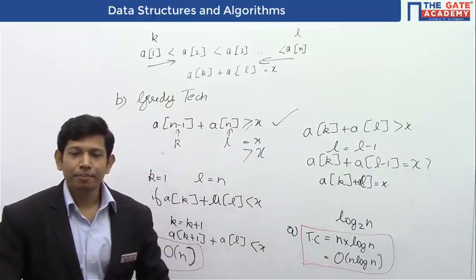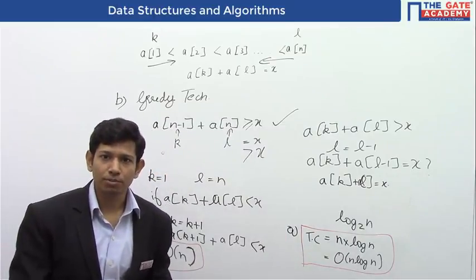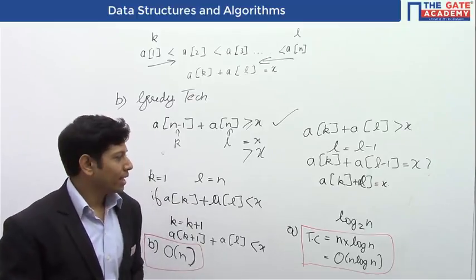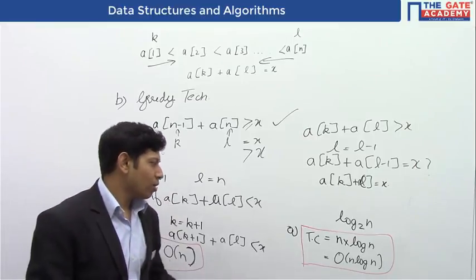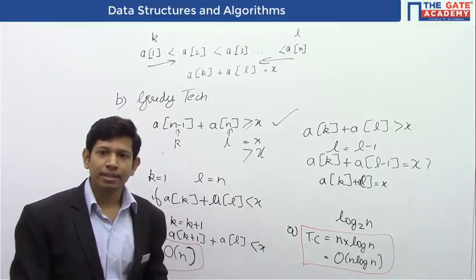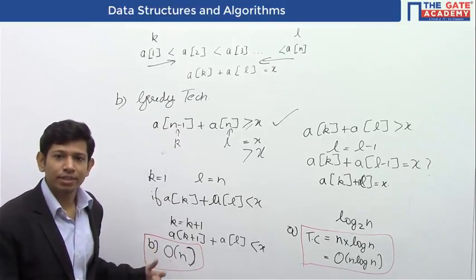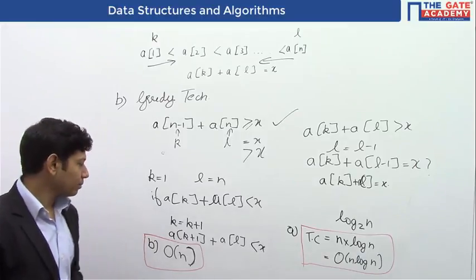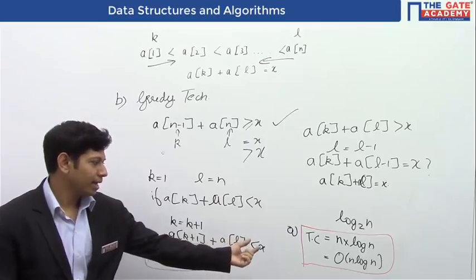We have three methods. The slowest and the worst method is the brute force method, in which we obtain time complexity of order of n square. Next is the divide and conquer method, in which we obtain the time complexity order of n log n. And the third method is the greedy technique, in which we obtain the time complexity order of n. These are the three methods, and this is the solution of part A.